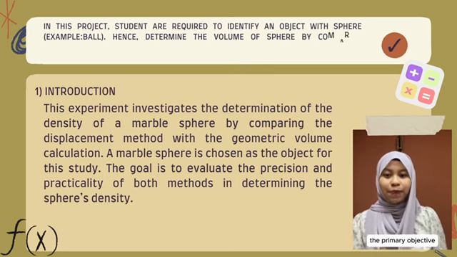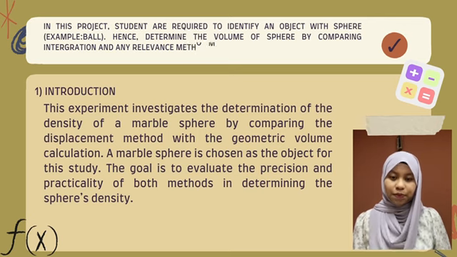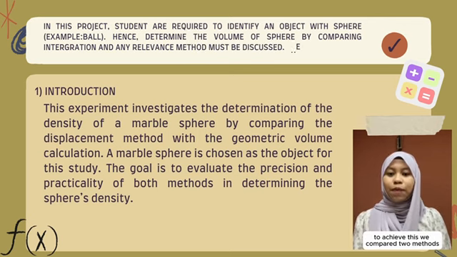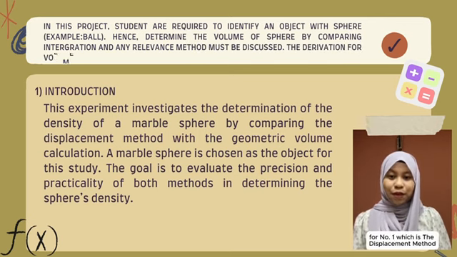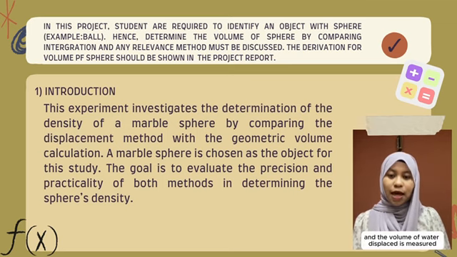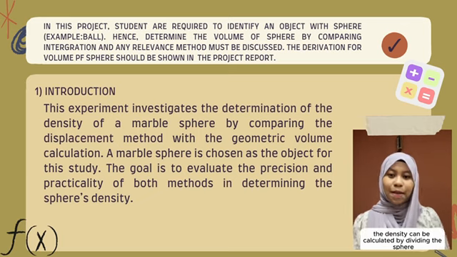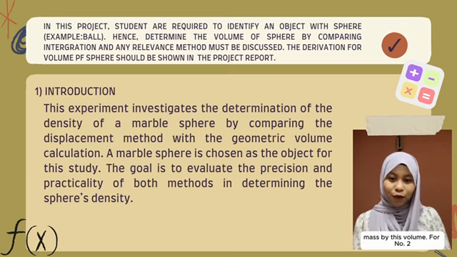In this project, the primary objective is to determine the density of a marble sphere. To achieve this, we compare two methods. Number 1 is the displacement method. This method uses Archimedes' principle, where the sphere is submerged in water and the volume of water displaced is measured. This volume is equal to the volume of the sphere. Once the volume is known, the density can be calculated by dividing the sphere's mass by this volume.